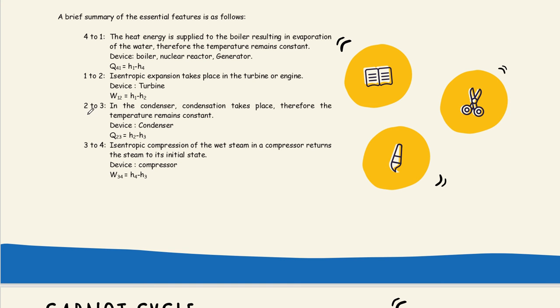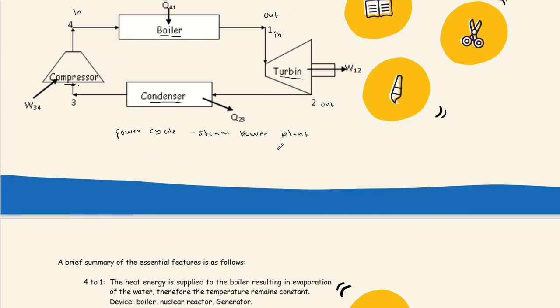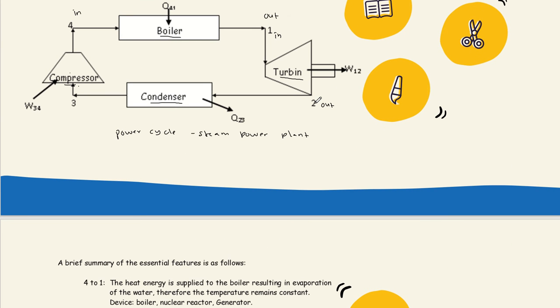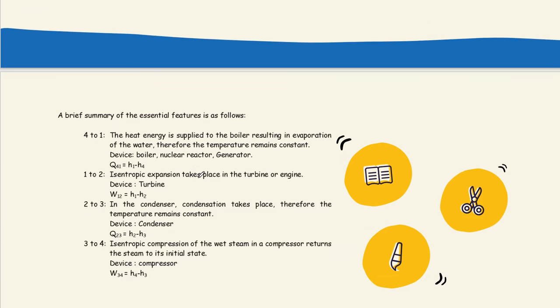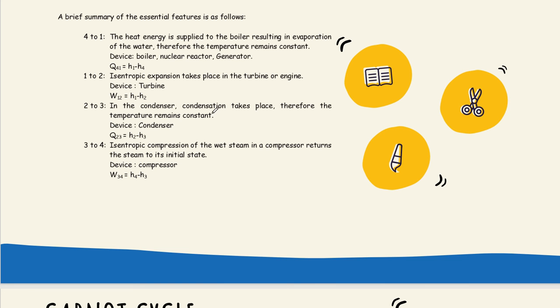And then for process 2 to 3, which is condenser, 2 is in for condenser and 3 is out for condenser. So the process is condensation. Therefore, the temperature remains constant. So for the process, it involves heat, which is H2 minus H3.